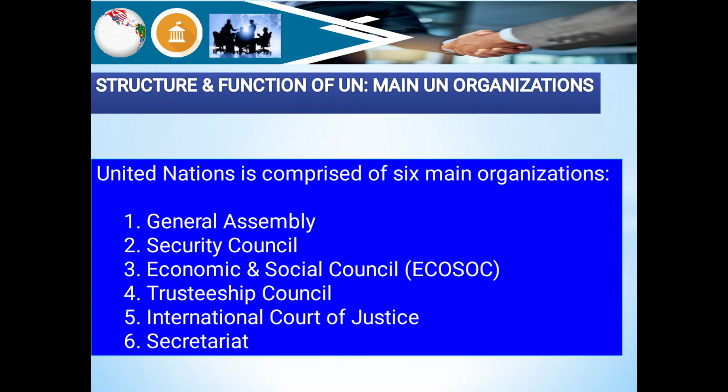Structure and function of United Nations. Main UN organizations. United Nations is comprised of 6 main organizations. Number 1, General Assembly. 2, Security Council. 3, Economic and Social Council. 4, Trusteeship Council. 5, International Court of Justice. 6, Secretariat.